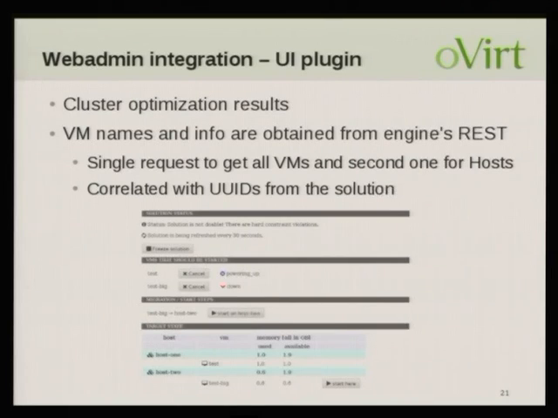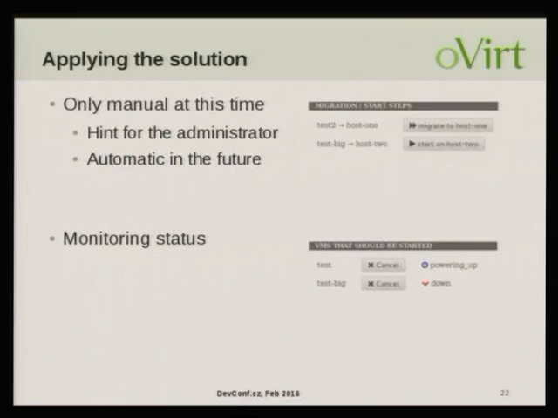So we show the destination, the resulting situation. That's the bottom here. For each host, we'll show you the VMs that will end up being there, with all the buttons to start migrations. We'll show you the VMs that are supposed to be started. We'll show you the migration steps. That's what you'll see. It's all correlated using UIDs from the engine.